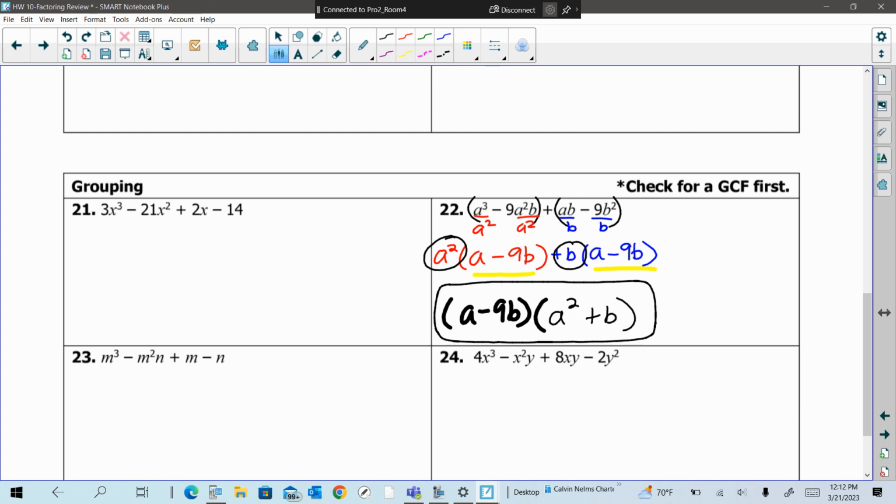All right, so hopefully this helps you finish this. This is due tomorrow. It is a separate grade.